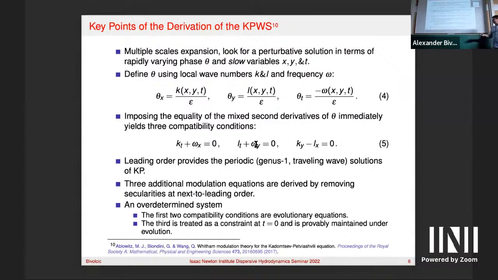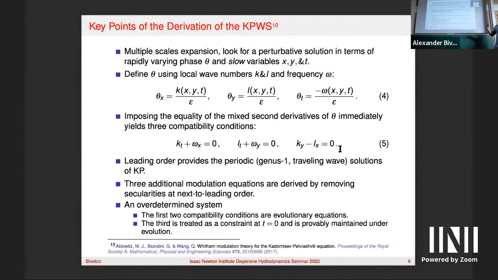Now, when we impose equality of the mixed second derivatives, we get 3 compatibility conditions. Normally in 1 + 1 dimensions, you only get 1. And ideally, we would have only gotten 2, but the fact that we get 3 is going to come back to bite us later on. So it's an important note worth taking.